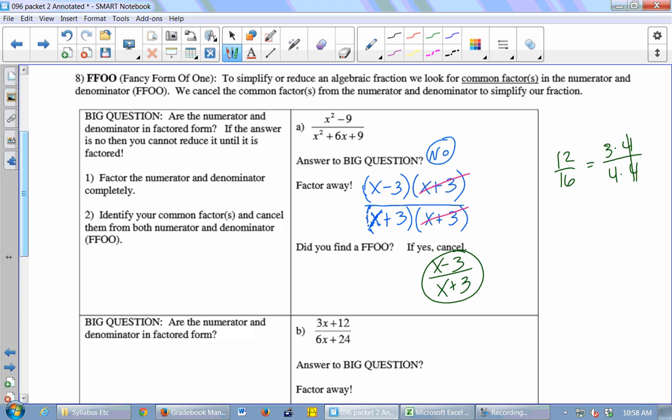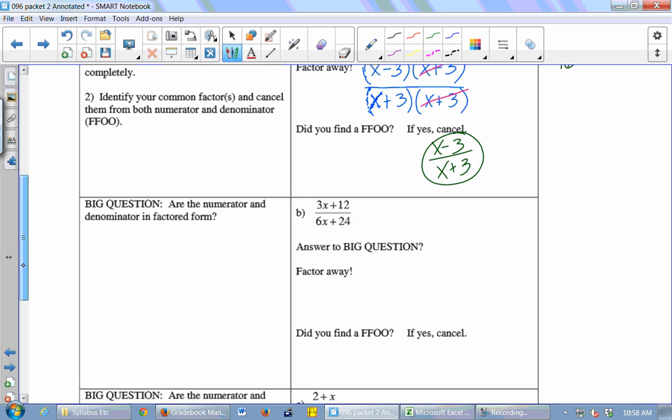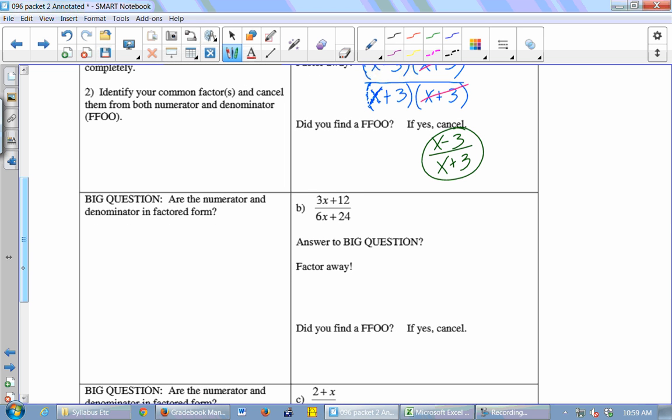All right, let's do another example. 3x plus 12 over 6x plus 24. Are they in factored form? No. Okay, so we factor. So 3x plus 12. First thing you should always check when factoring is for a GCF. Do 3x and 12 have a GCF? Yeah, they're all divisible by 3.